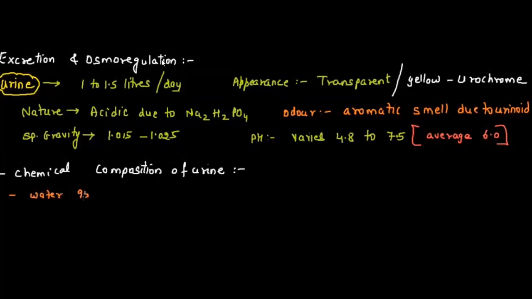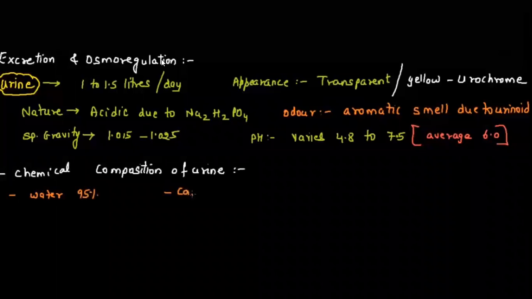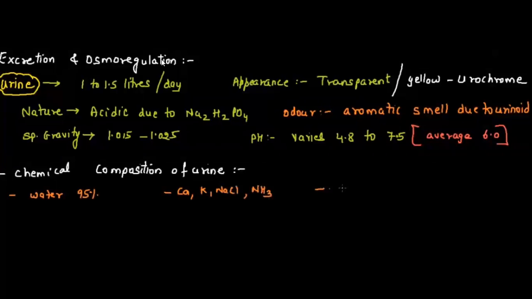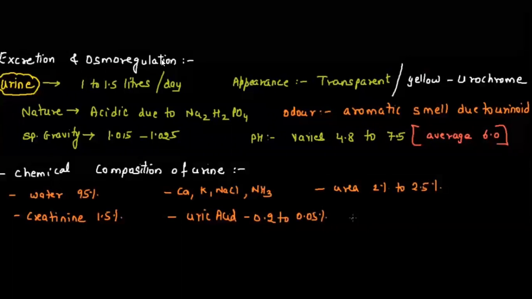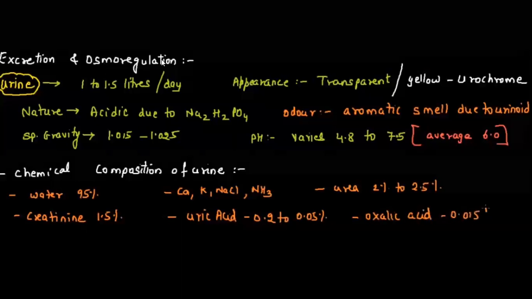When I talk about chemical composition, every urine basically consists of water 95%. It has calcium, potassium, NaCl, ammonia. Urea is there 2% to 2.5%. Creatinine is also found in urine, 1.5%. Uric acid, one of the nitrogenous wastes, is 0.2 to 0.05%. Then oxalic acid is present, it is 0.015%.